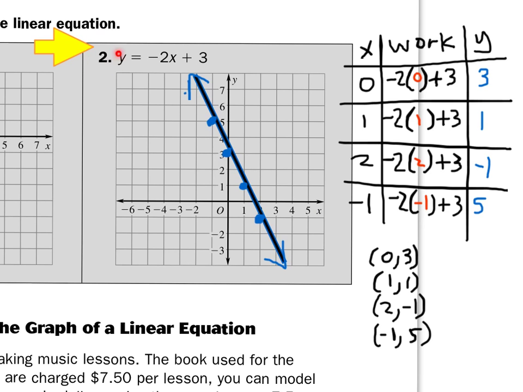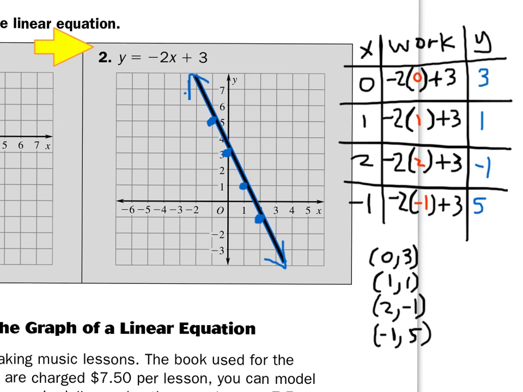Okay, so let's talk about number 2. It's y equals negative 2x plus 3. So again, for our work, I want you to do an x column, a work column, and a y column. Okay, and then for the x, we're going to input 0, and then positive 1, positive 2, negative 1.